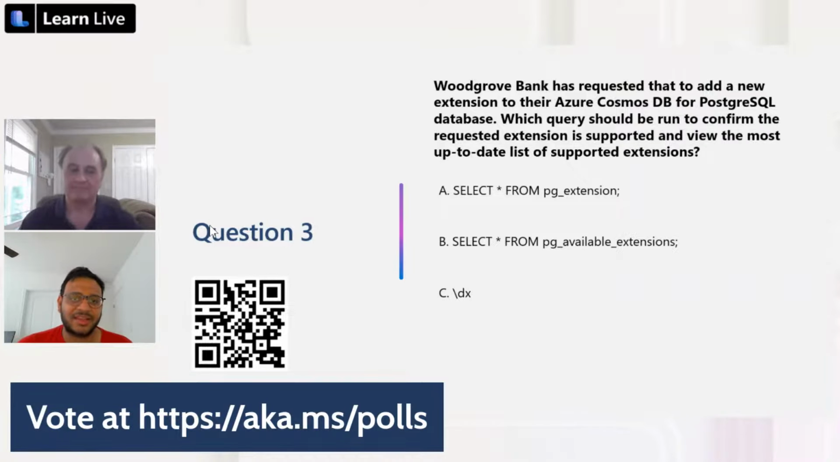So again, let's go back to the question. Someone has requested a new extension. So the question is to check if the extension has been installed or to check if the extension is available. That should give us a clue about what's the command we need to run. What do you think, Rick? I think it has to be B.